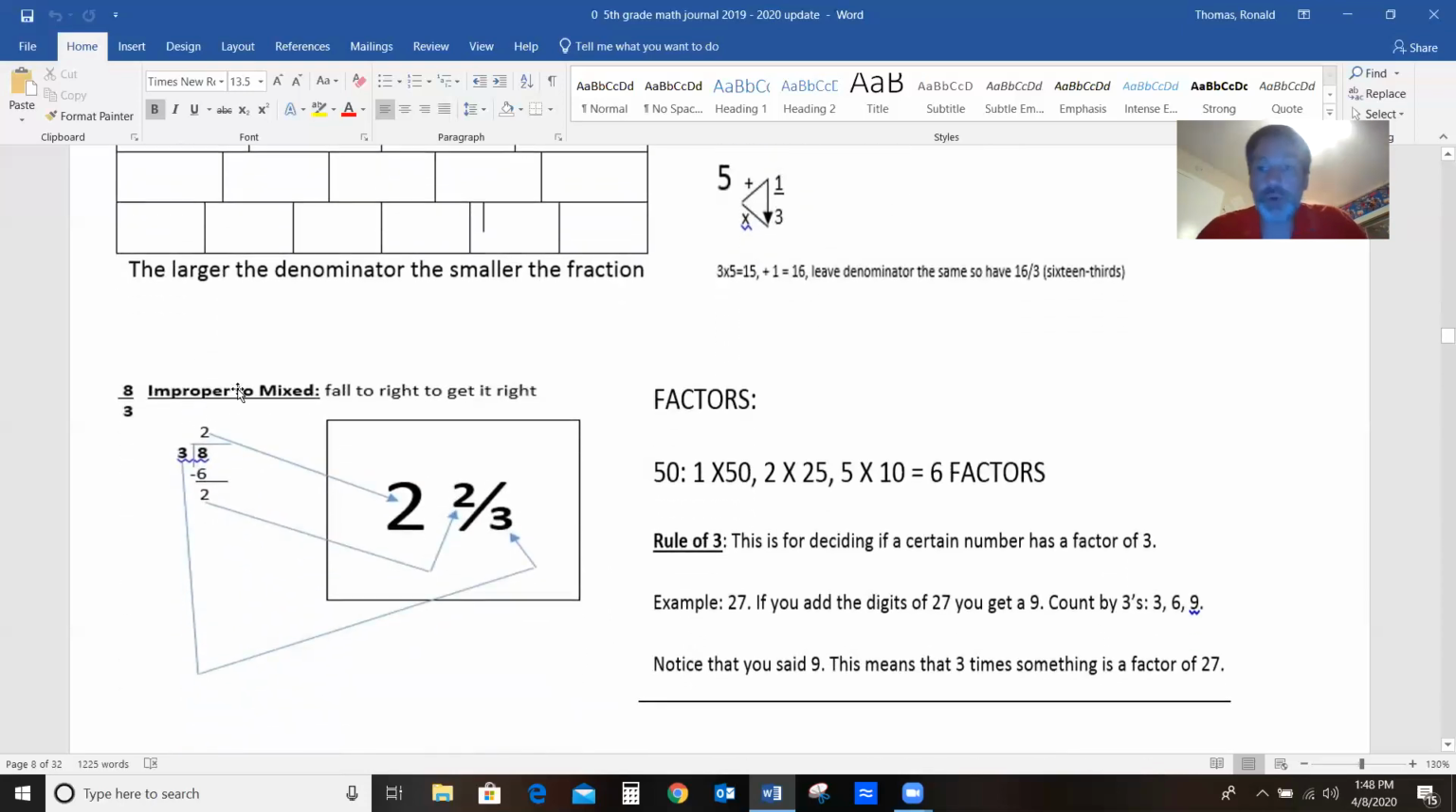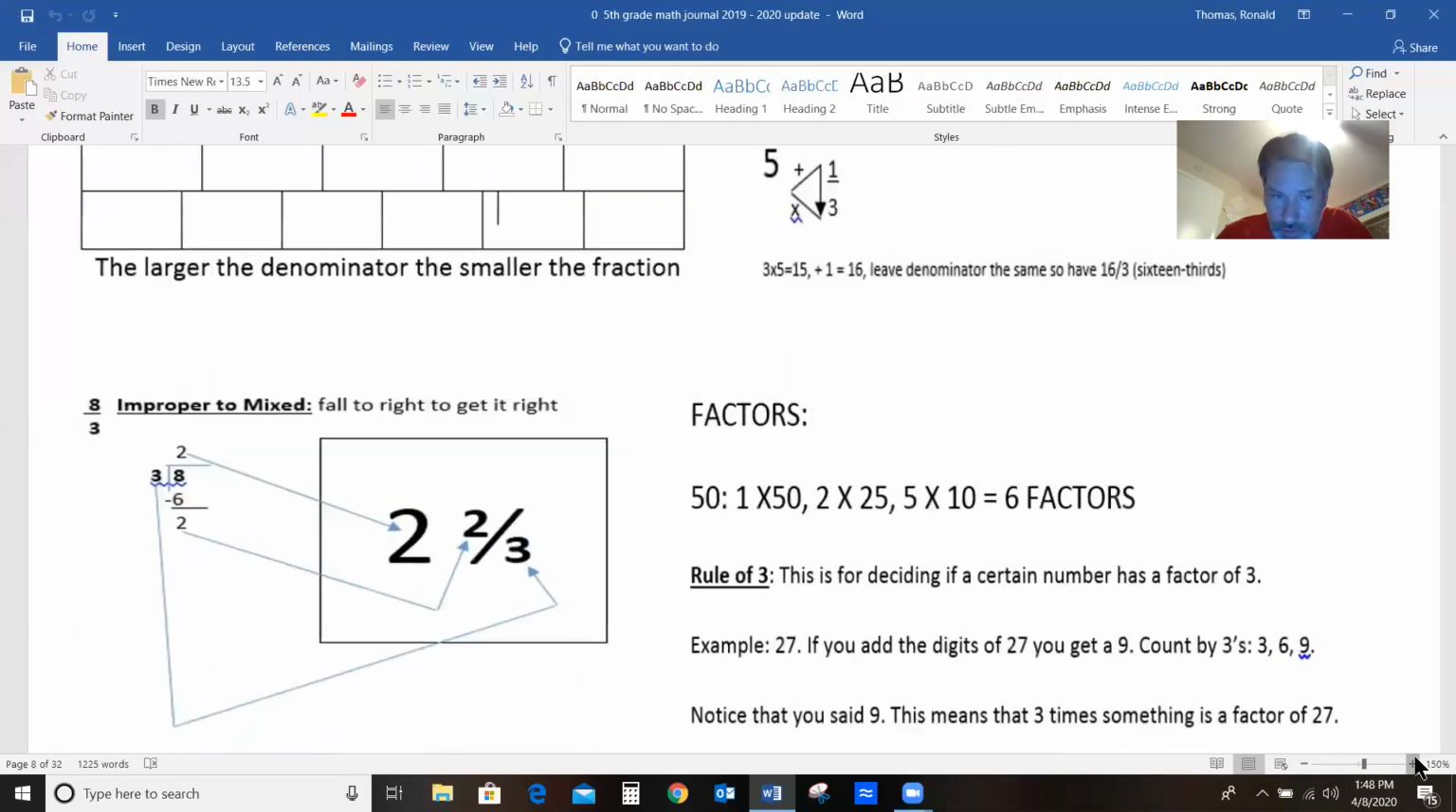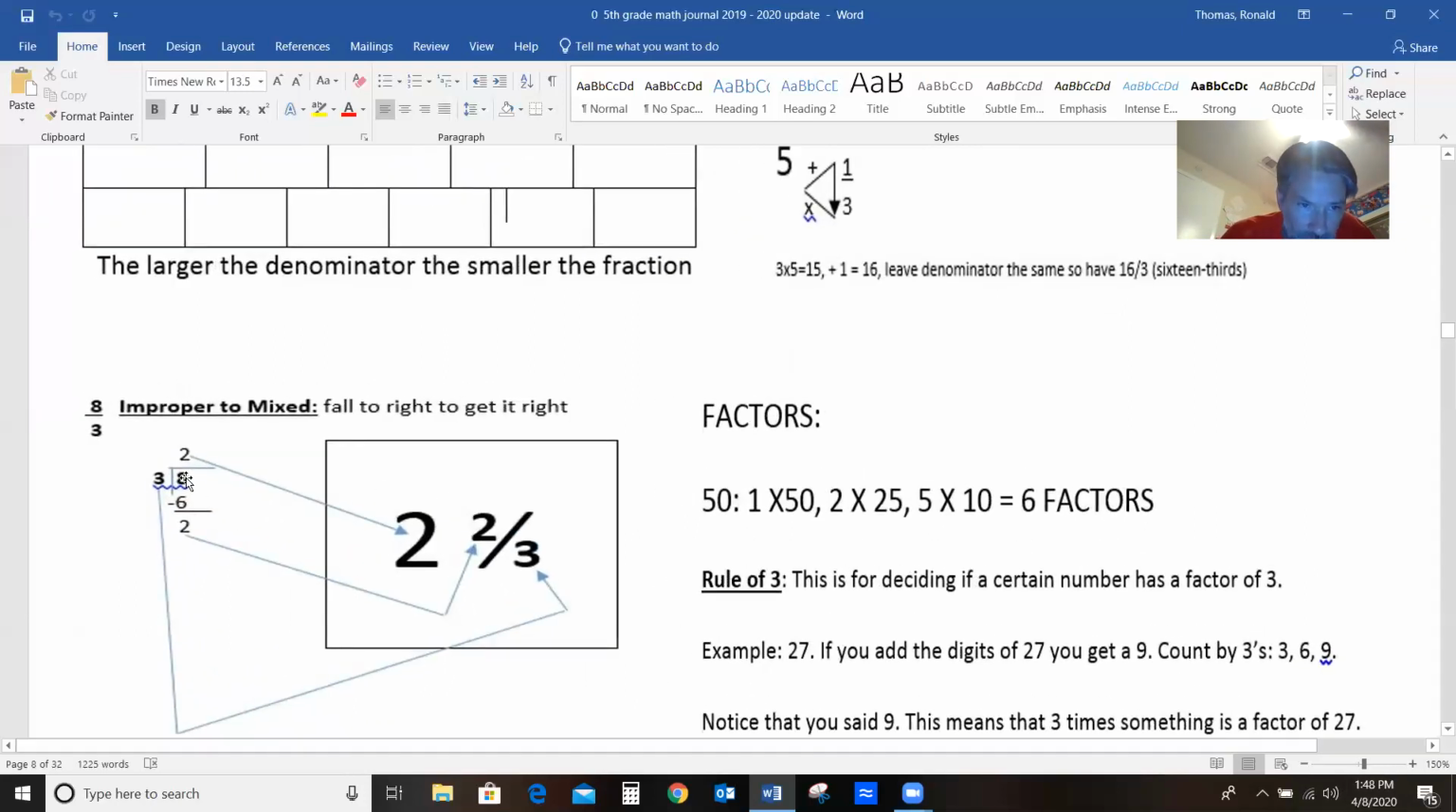8/3 is improper. Improper fractions, you should always divide them. You don't want to leave them improper. You just don't. Improper mix: fall to the right to get it right. So the 8 falls this way. Make it bigger if I need to. The 8 falls to the right, and you divide.